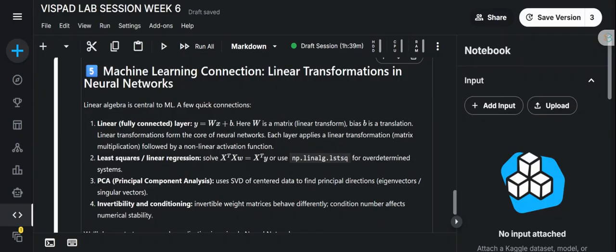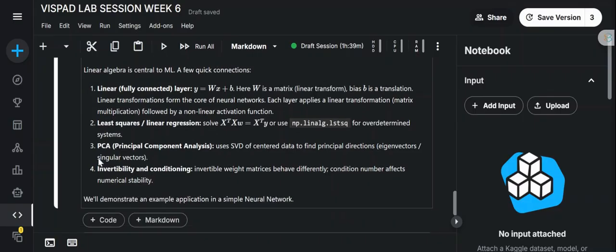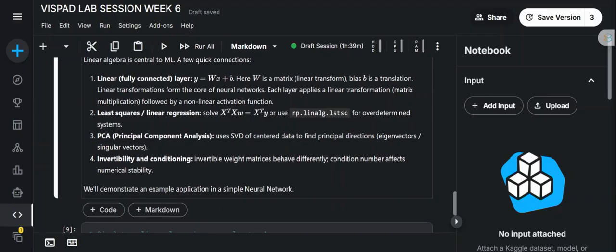Other applications of linear transformations and inverses in machine learning are least squares, or linear regression, which is mostly a machine learning algorithm. Also we have principal component analysis, and this is also used in support vector machines, which is also a machine learning algorithm. They are also used for invertibility and conditioning. Invertible weight matrices behave differently, and the condition number affects numerical stability.